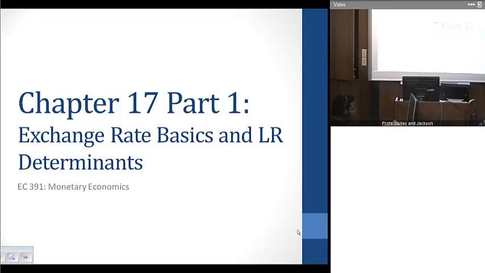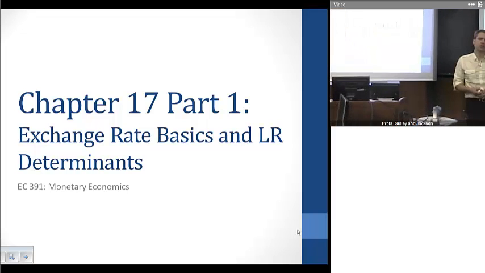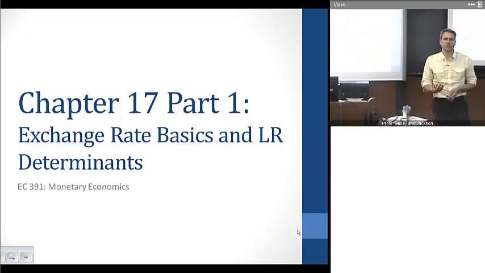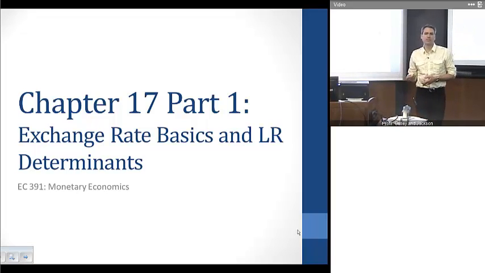Welcome. So this is Chapter 17 in Mishkin's Money and Banking textbook. We're looking at exchange rates, and there's actually a couple chapters that relate to exchange rates and how monetary policy in the central bank interacts with exchange rates. So this chapter is understanding the basic mechanics of it, and we're going to split it up into two sections.